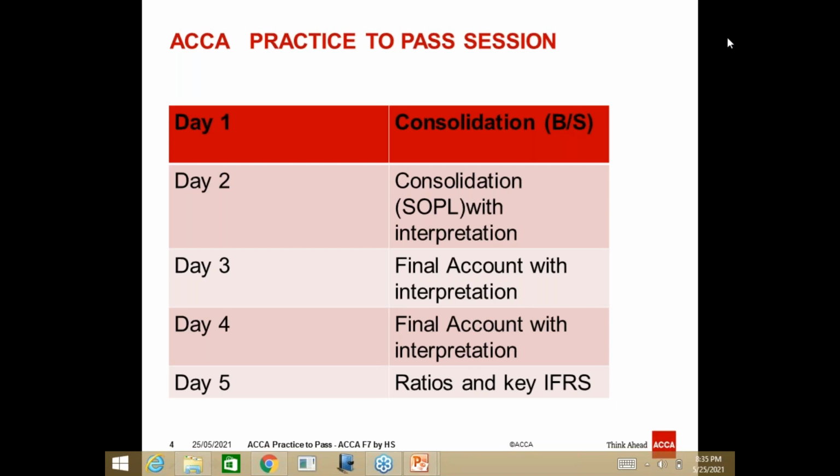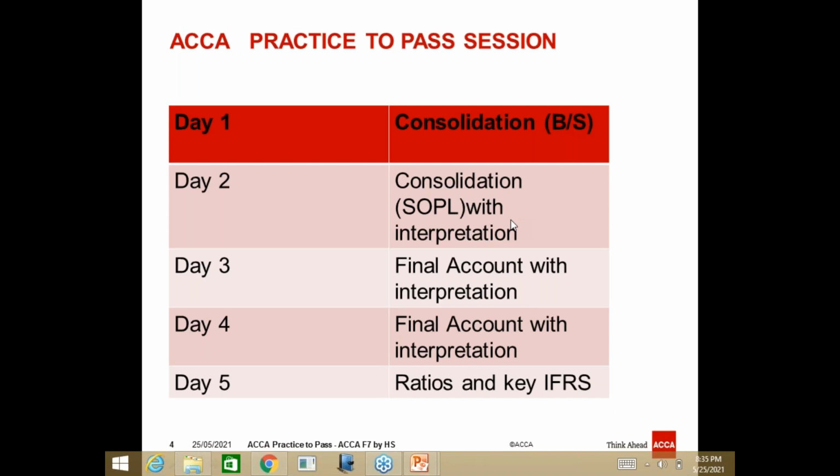So, in day 1, we discussed some of the adjustments of the balance sheet, and we have not yet covered the balance sheet area. So, today we are going to cover the balance sheet as well as the main topic for today's coverage, the statement of profit and loss with some interpretation.